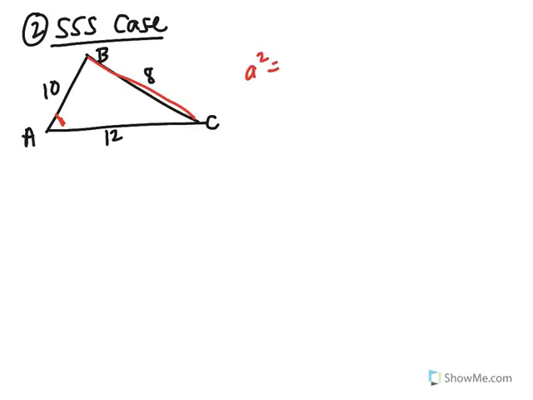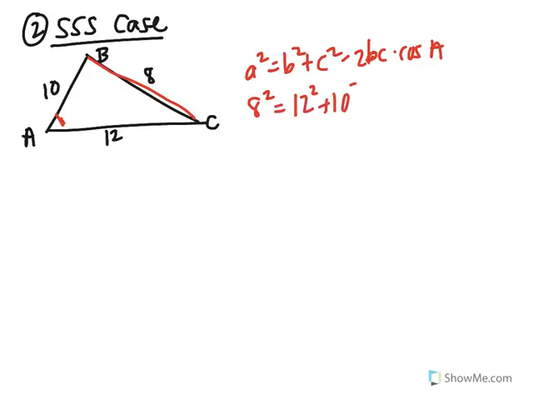We're going to use a squared equals b squared plus c squared minus twice bc times cosine of angle A. So let's plug everything in. We get a squared, which is 8 squared, equals b squared, which is 12 squared, plus c squared, which is 10 squared, minus twice those same two sides, 12 times 10, times cosine of the angle we're trying to find, angle A.